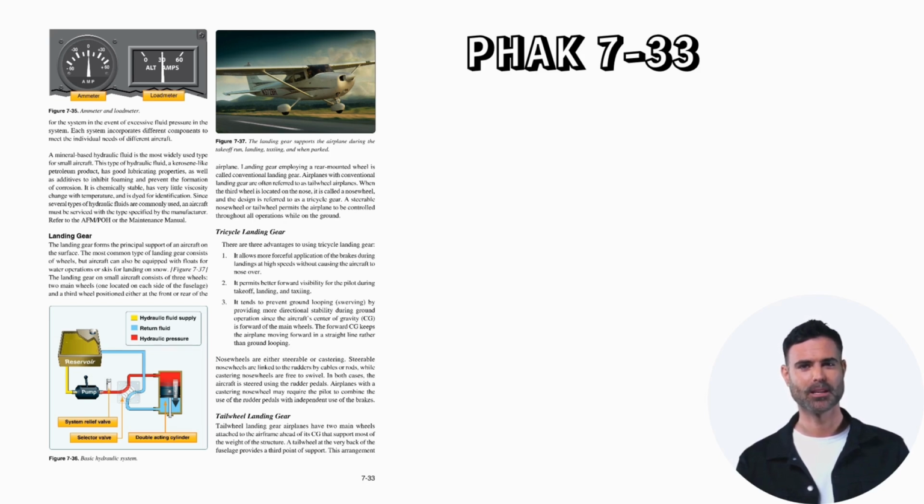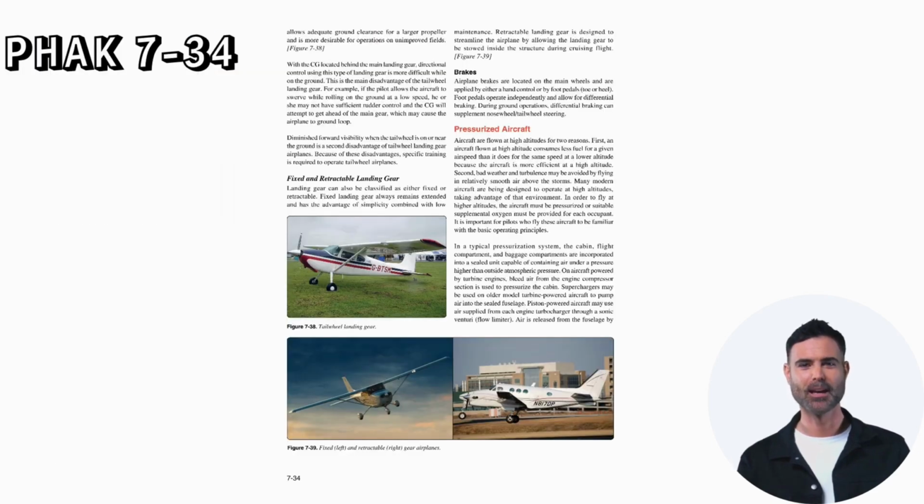Tailwheel landing gear. Tailwheel landing gear airplanes have 2 main wheels attached to the airframe ahead of its CG that support most of the weight of the structure. A tail wheel at the very back of the fuselage provides a third point of support. This arrangement allows adequate ground clearance for a larger propeller and is more desirable for operations on unimproved fields. With the CG located behind the main landing gear, directional control using this type of landing gear is more difficult while on the ground. This is the main disadvantage of the tailwheel landing gear.